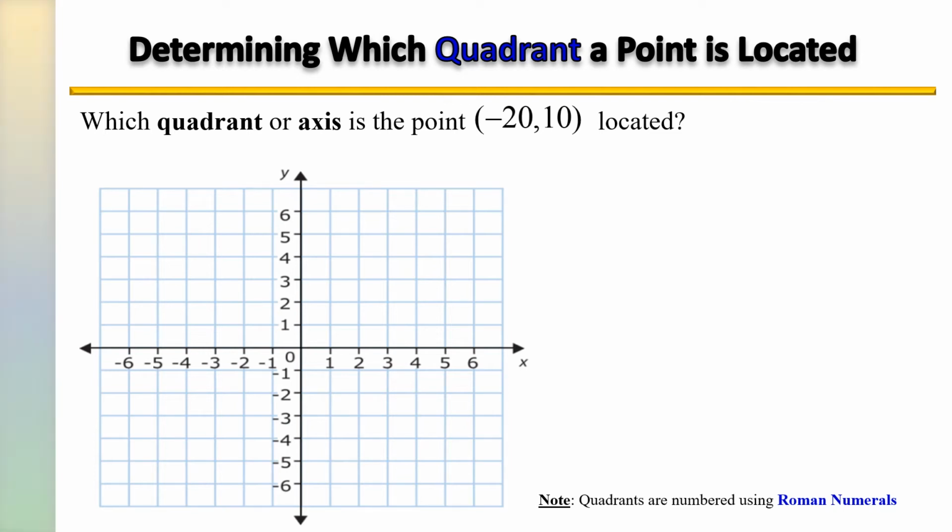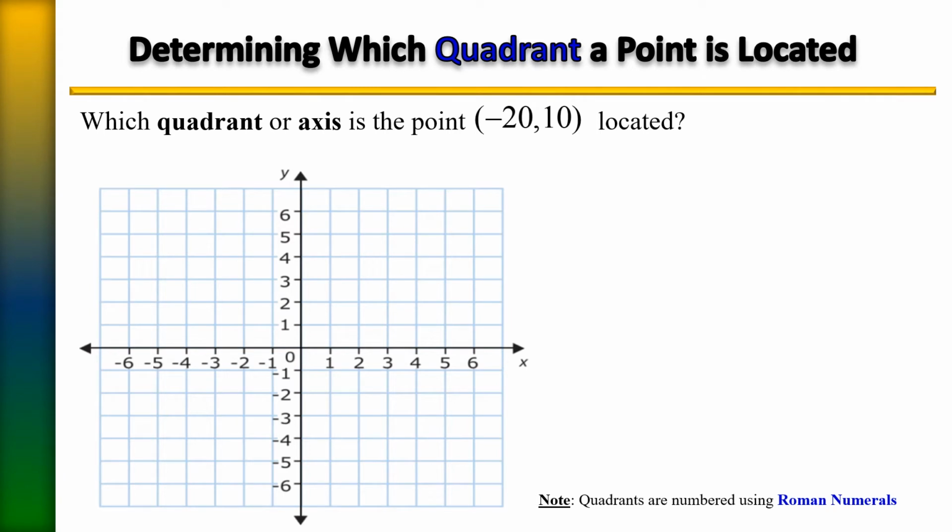In this example, we will be determining which quadrant a point is located. Which quadrant or axis is the point (-2, 10) located? Now recall that the rectangular coordinate system, or the coordinate plane, is divided into four regions because of the x-axis, or the horizontal number line, and also the y-axis, the vertical number line.